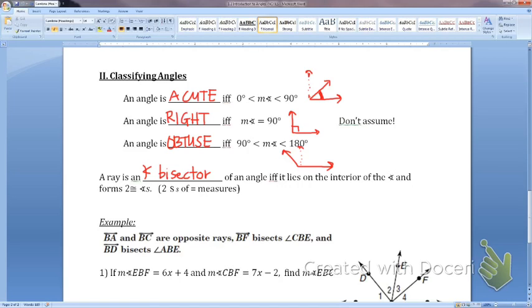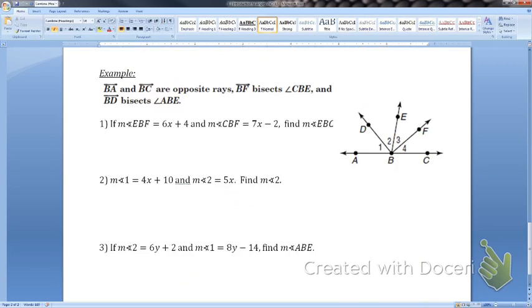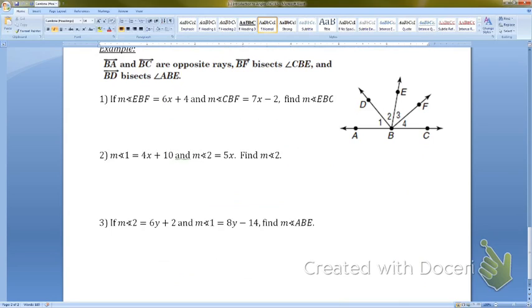Let's look at that. It says, if BA and BC are opposite rays, then BF bisects angle CBE, and BD bisects angle ABE. Okay, so here's a problem where if you don't read the directions, you're not going to be able to do the problem. You're not going to know how to set it up. So let's look at this first. It says BF bisects angle CBE. Okay, so that means that BF bisects angle CBE, this angle right here, it bisects it. So if it bisects that, that means that angle 3 and angle 4 are the same measurement, right?